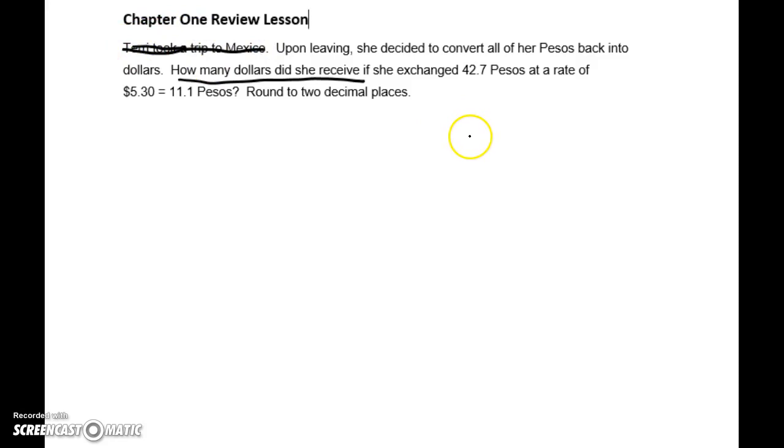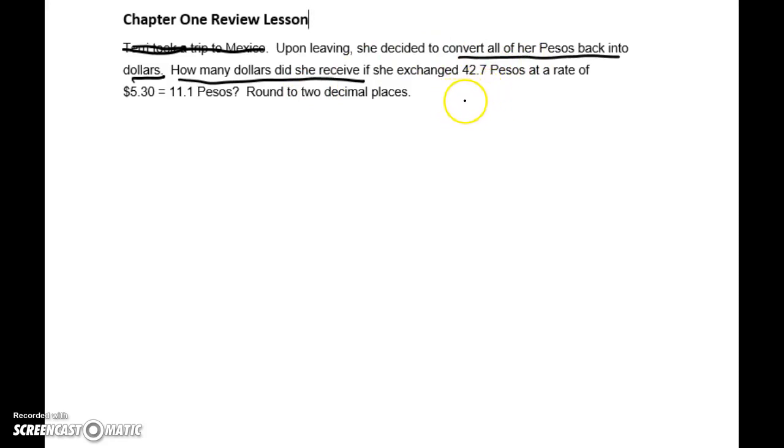Our next sentence says, upon leaving, she decided to convert all of her pesos back into dollars. Whether or not you cross this one out is more or less up to you. I might underline that she's converting pesos back into dollars. That way, if you're a little confused later on about the information you're given, at least you know you're going from pesos to dollars, and your answer should have dollars as your units.